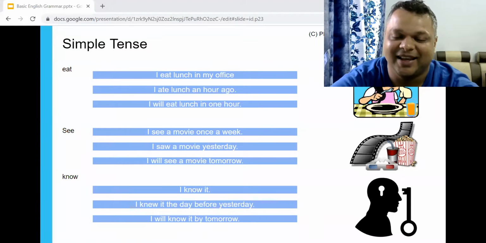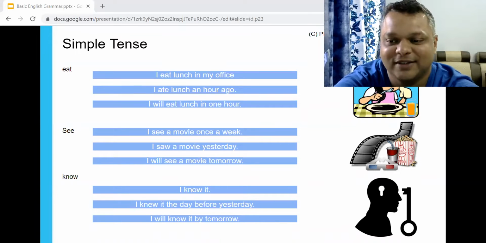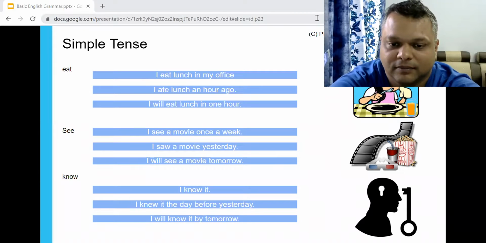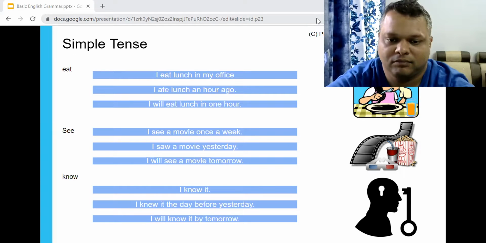Hi, my name is Mayuri, and I'm going to read this slide. Simple tense. I eat lunch in my office. I ate lunch an hour ago. I will eat lunch in 1 hour. I see a movie once a week. I saw a movie yesterday. I will see a movie tomorrow. I know it. I knew it the day before yesterday. I will know it by tomorrow.